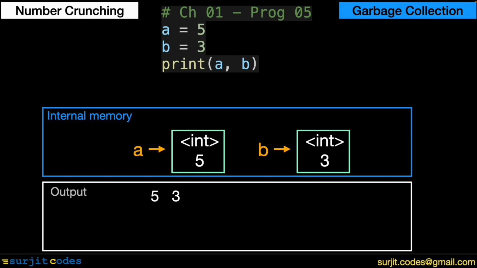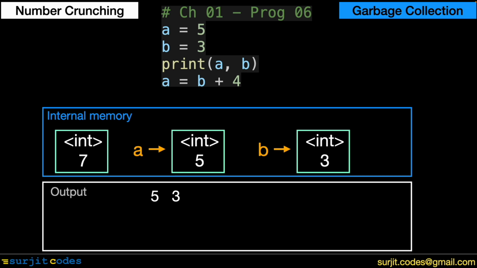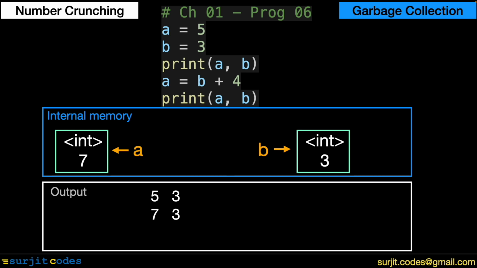Consider this program. We store a and b as 5 and 3 in the memory. Now if we assign a as b plus 4, 7 is stored in a new memory and is assigned to a. With this, printing of a and b gives 7 and 3. Memory having 5 is now dangling and is no longer accessible. It has become garbage. There is a regular garbage collection in Python that clears such memories and restores them back to the operating system so that we can use them for any other purpose.